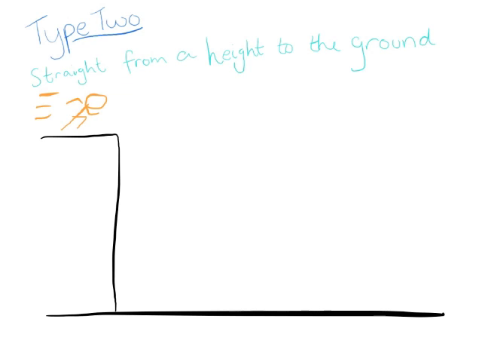The next type of question will be going straight from a height, so travelling straight from a height to the ground. So that is man running off this ledge. Alright, this one is a much simpler question. If we have our man, or just object, going off a height to the ground, you could be asked to find a few things.